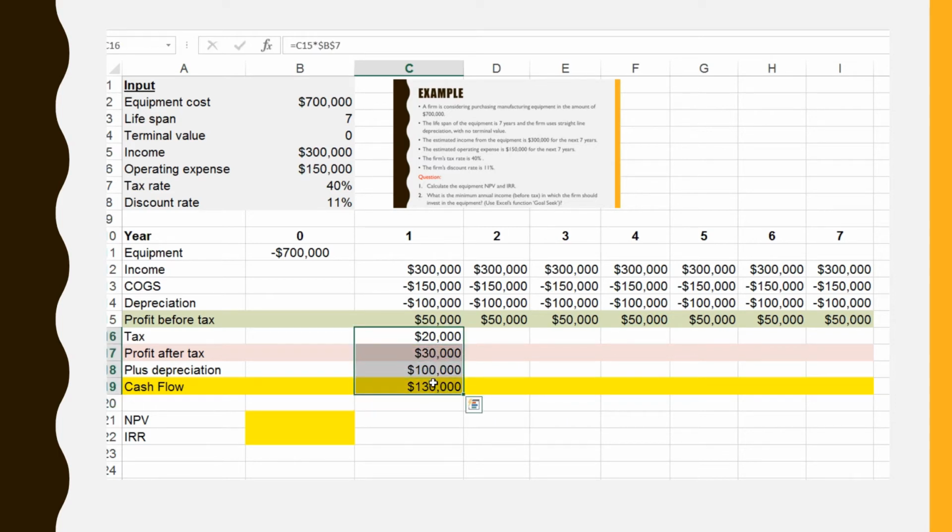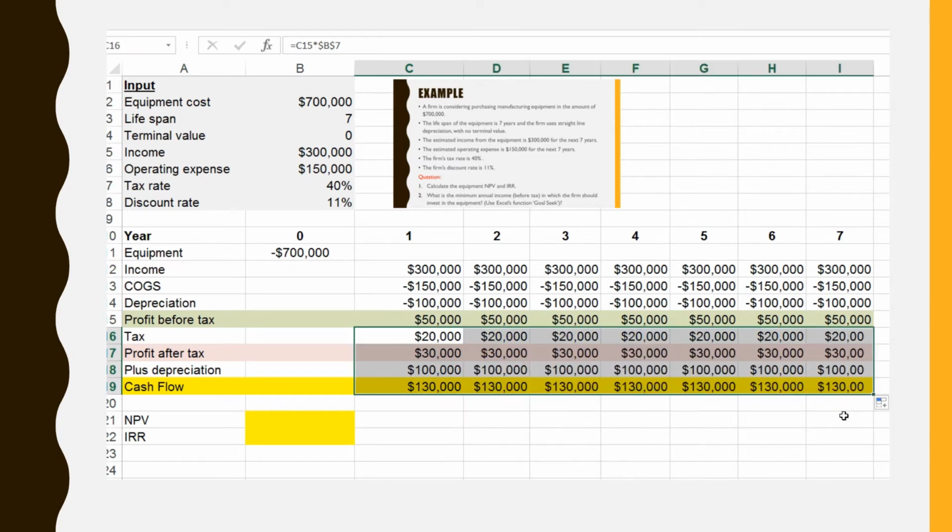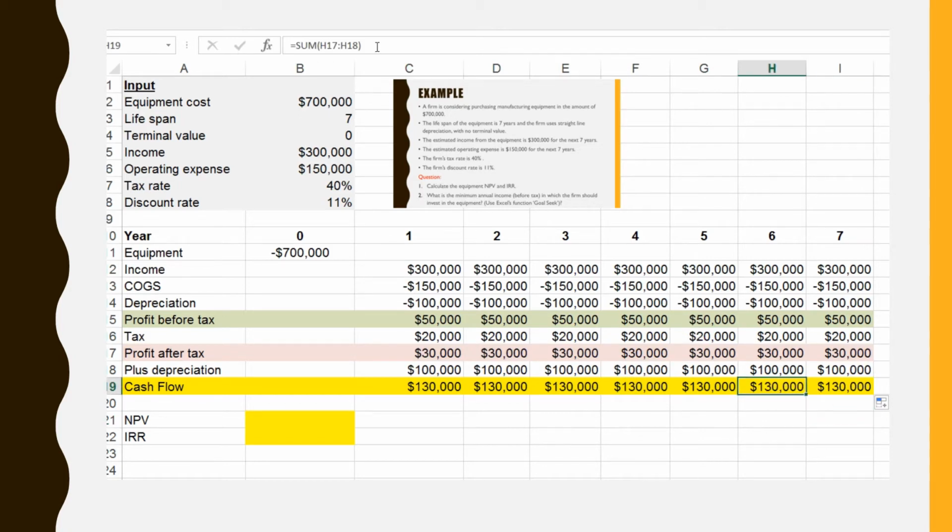I can highlight the four cells and drag across. You see the answer will appear by itself. The reference cell will also change accordingly if you don't fix the cell. But if you have fixed the cell, the reference cell won't change. For example, the tax rate will always refer back to 40%, even though the cell is moved to the left. Don't forget there is a cash flow here. I shall type equal this cash flow.